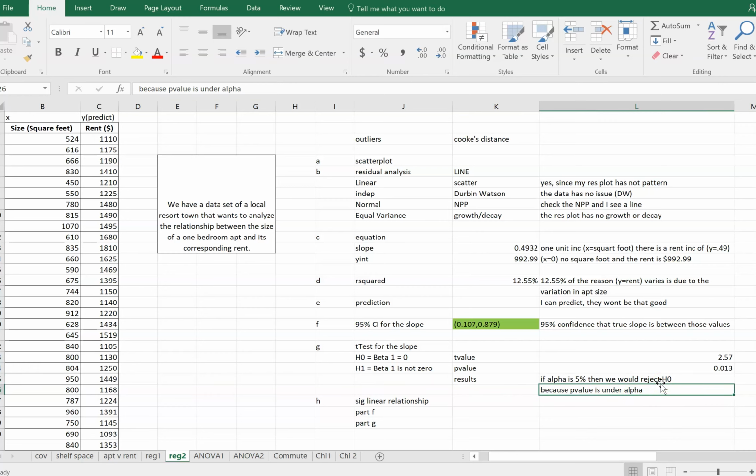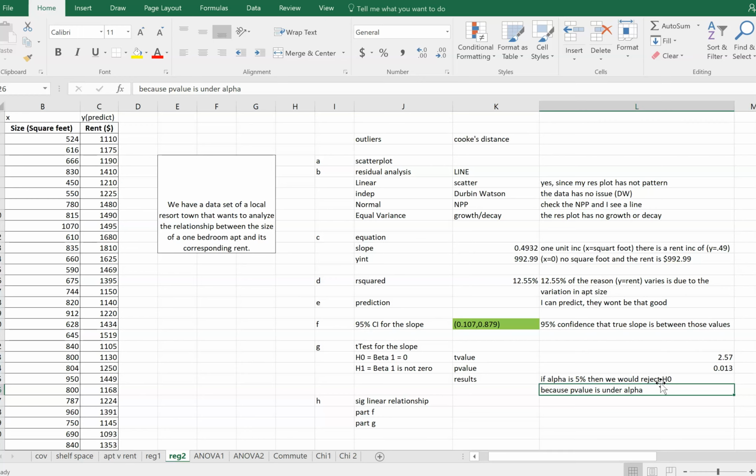If your alpha is 1%, you're going to say I do not reject. See, this is the slippery slope here. This p-value is 1.3%. So we call that 2-star significant. If it was under 1%, it would be 3-star significant. See, 2-star significant means your alpha is 5%. It means your p-value is under 5%, which, in my case, typically I use 5% as my threshold.